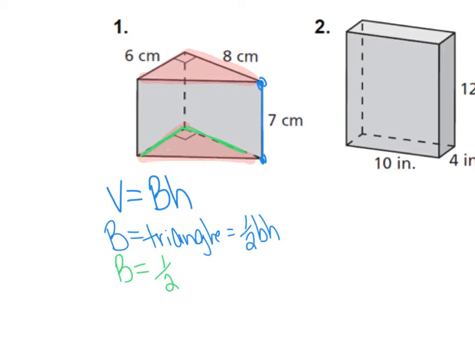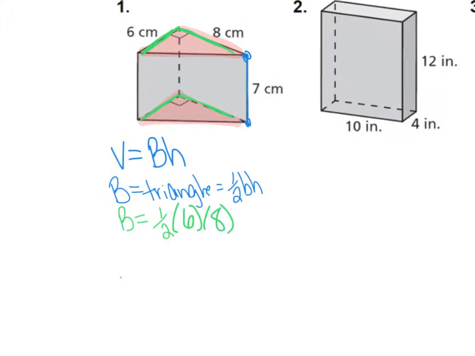Okay, so the area of the base, which is a triangle, is 1/2 base times height. So let's look at our picture. It's going to be easier to look at the top where everything is labeled. So we would have 1/2 of 6 times 8. So the area of our base, if you put that into your calculator, 6 times 8 is 48, divided by 2 is 24.